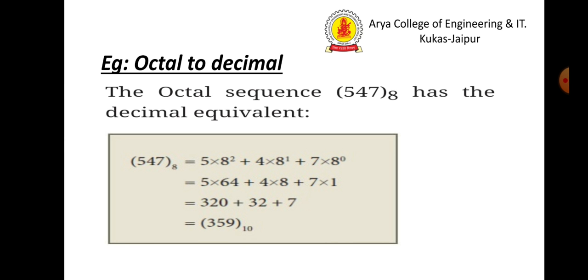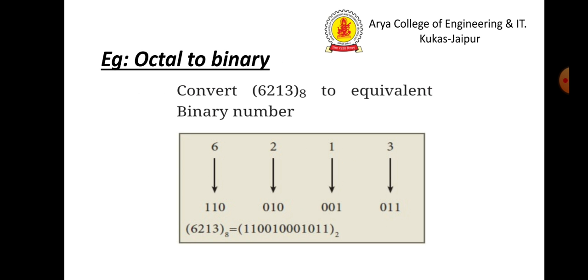For example, for the 7, we put 7 into 8 raised to power 0, plus 4 into 8 raised to power 1, plus 5 into 8 raised to power 2. Now we calculate it as simple mathematics and we get 359 to base 10.